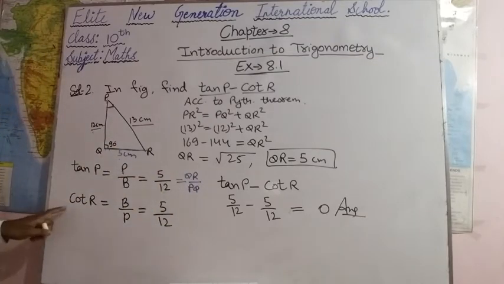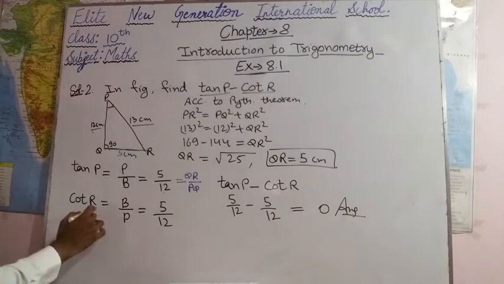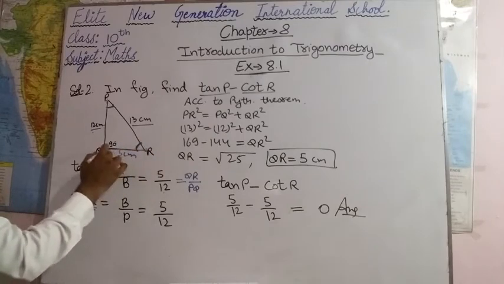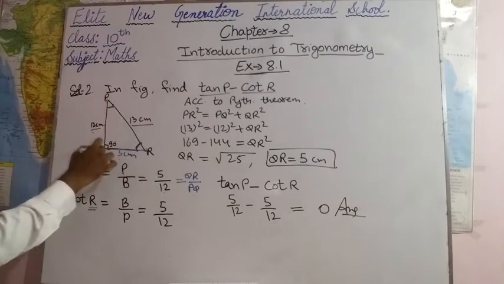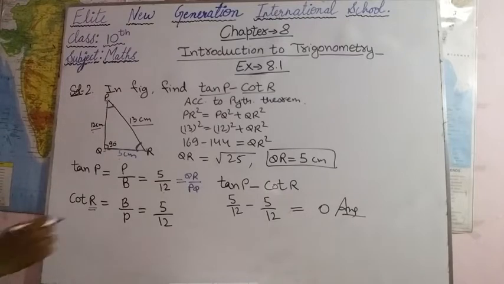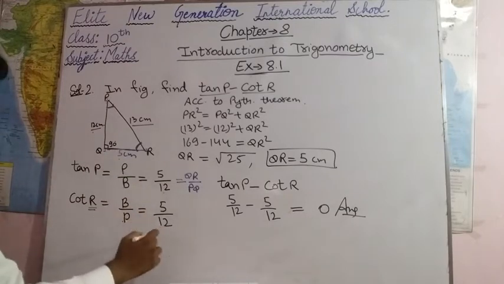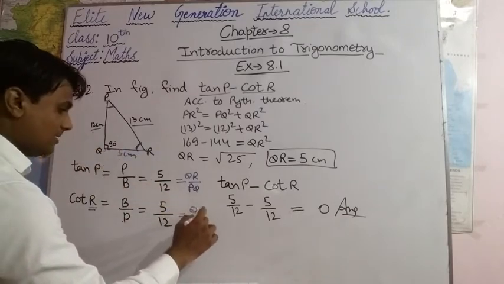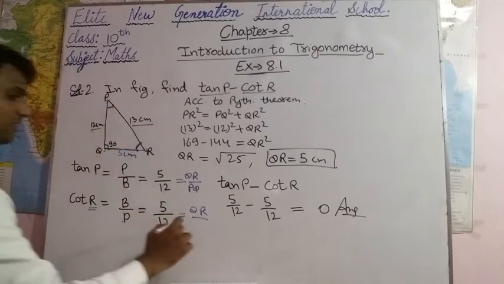Now after this cot R. For the value of cot R, as we are considering angle R, in this case base will be QR and perpendicular will become PQ. So here base is 5 and perpendicular is 12. So here we can write base will be QR and perpendicular will be PQ.